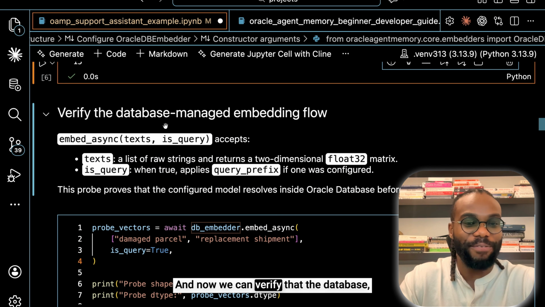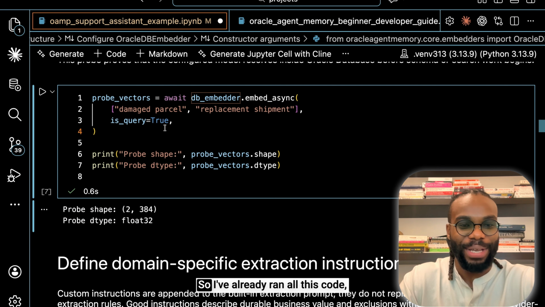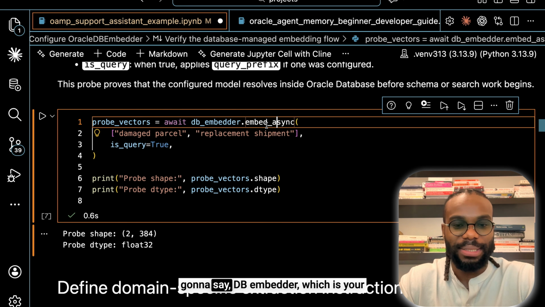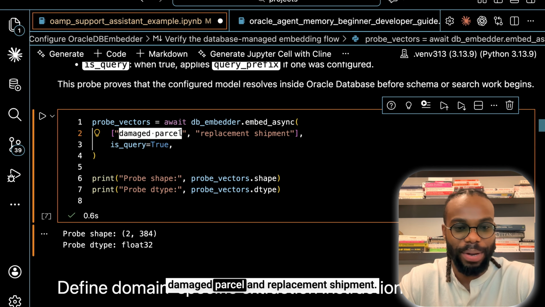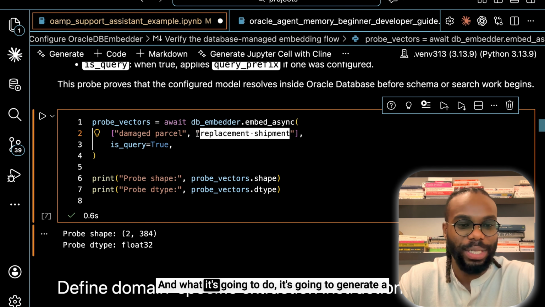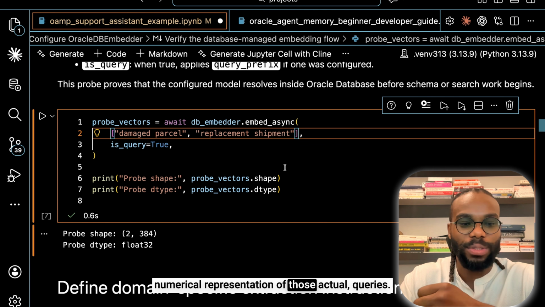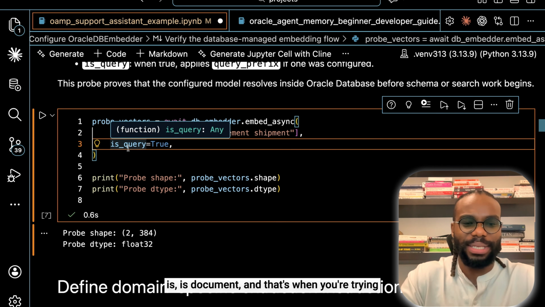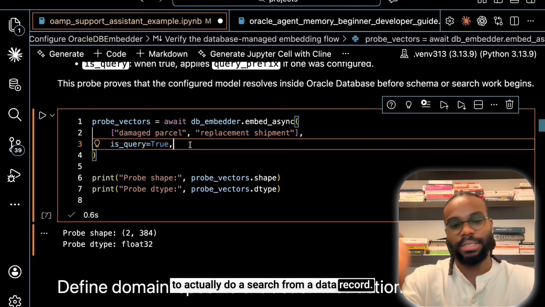And now we can verify that the database actually has this managed embedding flow. I've already run all this code, so I'm just talking about the output. What we do here is probe the vectors. It's an async operation. You say DB embedder, which is your embedder, embed these two phrases, damaged parcel and replacement shipment, and it's going to generate a numerical representation of those queries. The query argument is true, and I think the other argument is document, which is for when you're trying to do a search from a data record.